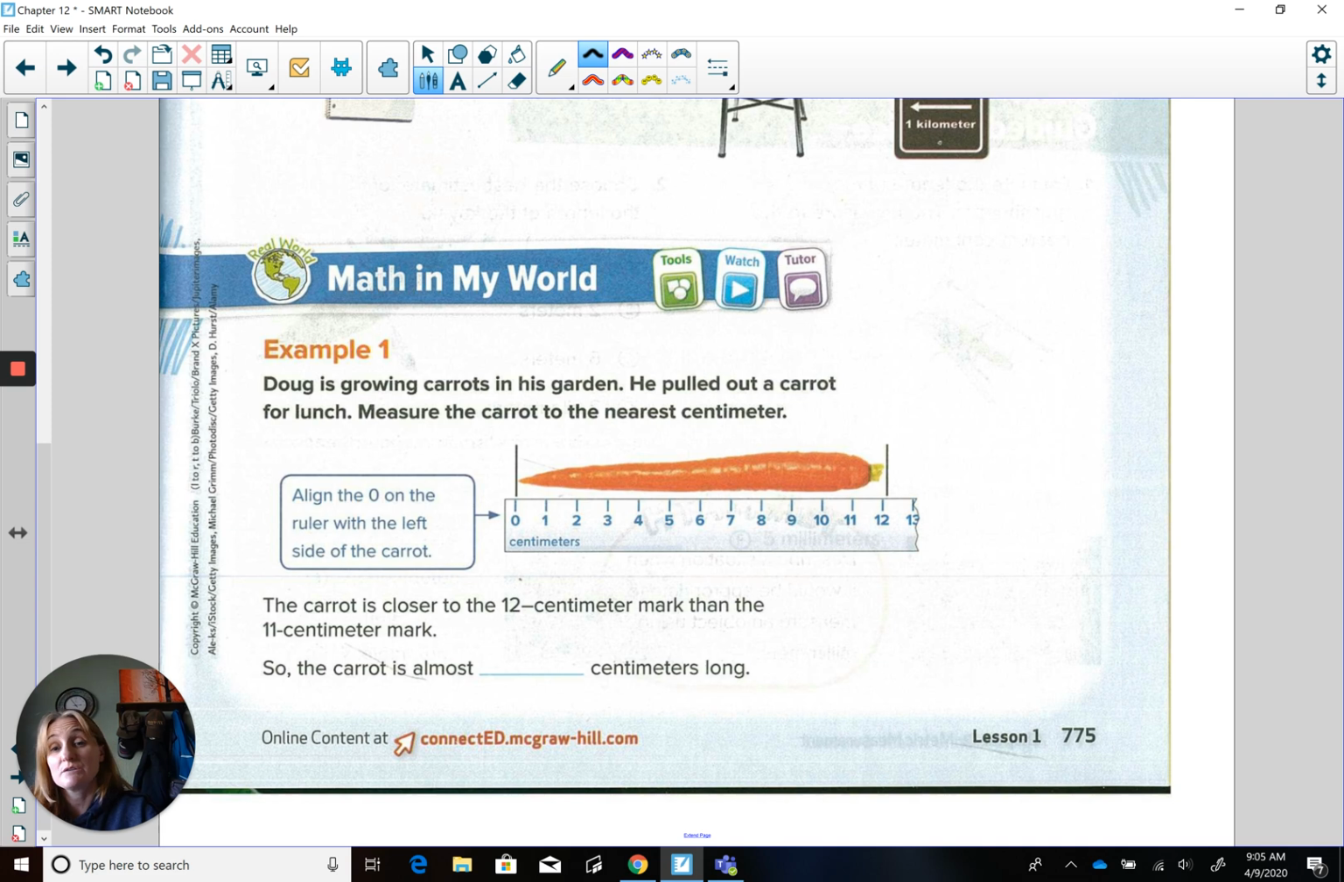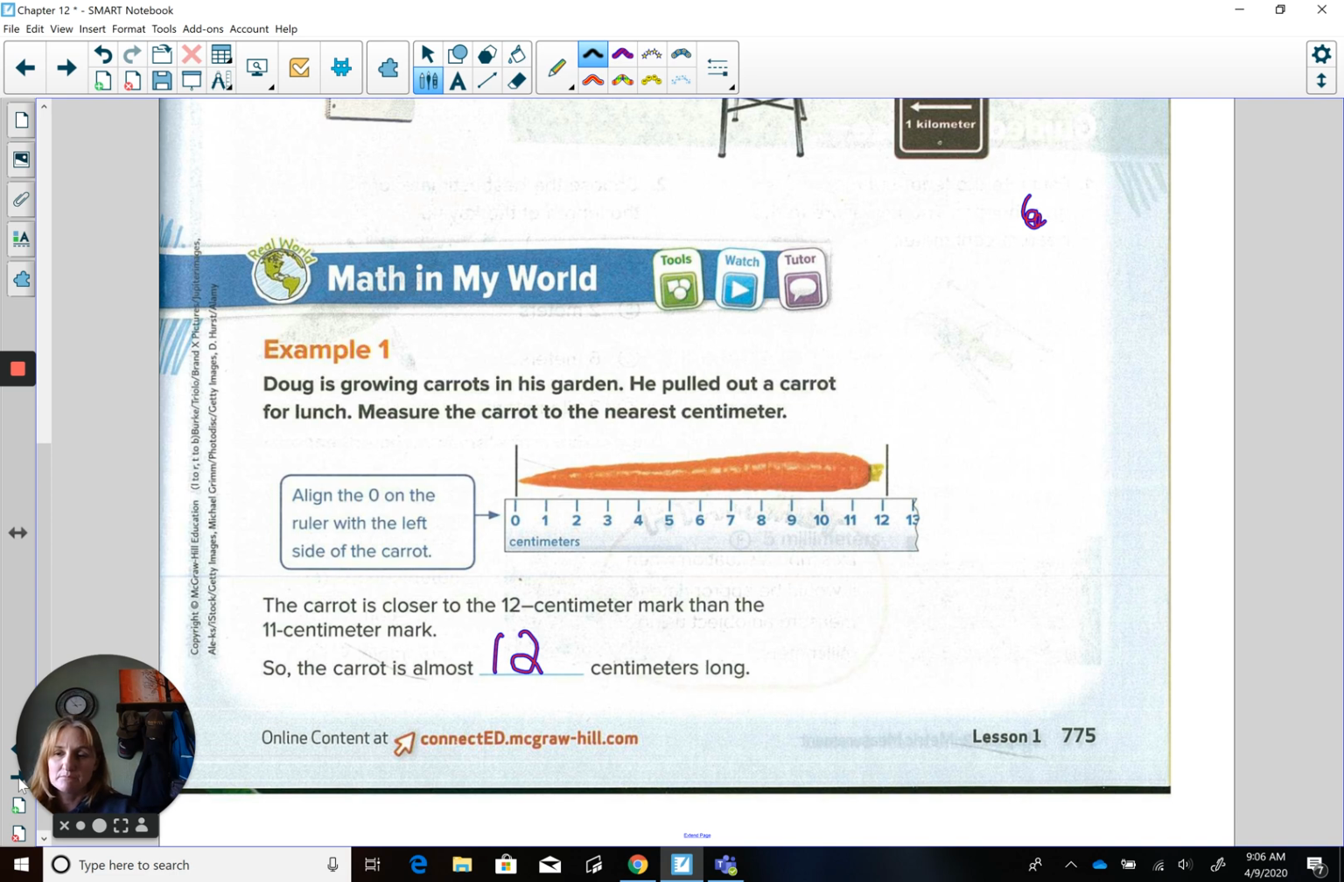Some start 0 at the end of the ruler, and some might not. Every ruler is a little bit different. Then the carrot is all the way past 12, just a little bit past 12. So the carrot is closer to 12 centimeters, not 11 centimeters. So let's see if I have it right now. I do. It is almost 12 centimeters long. Okay?